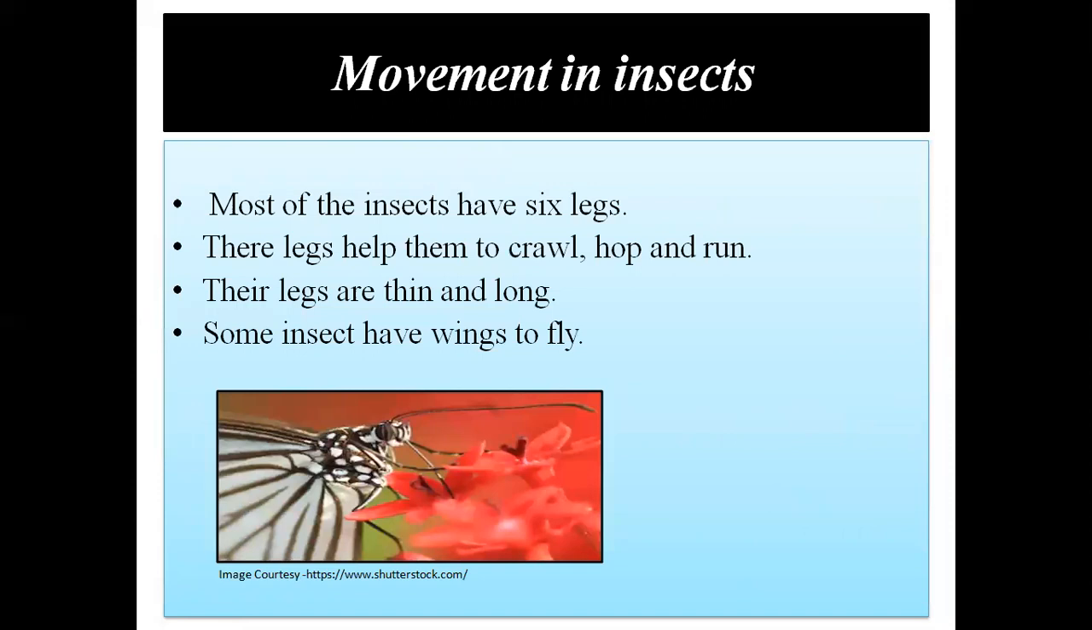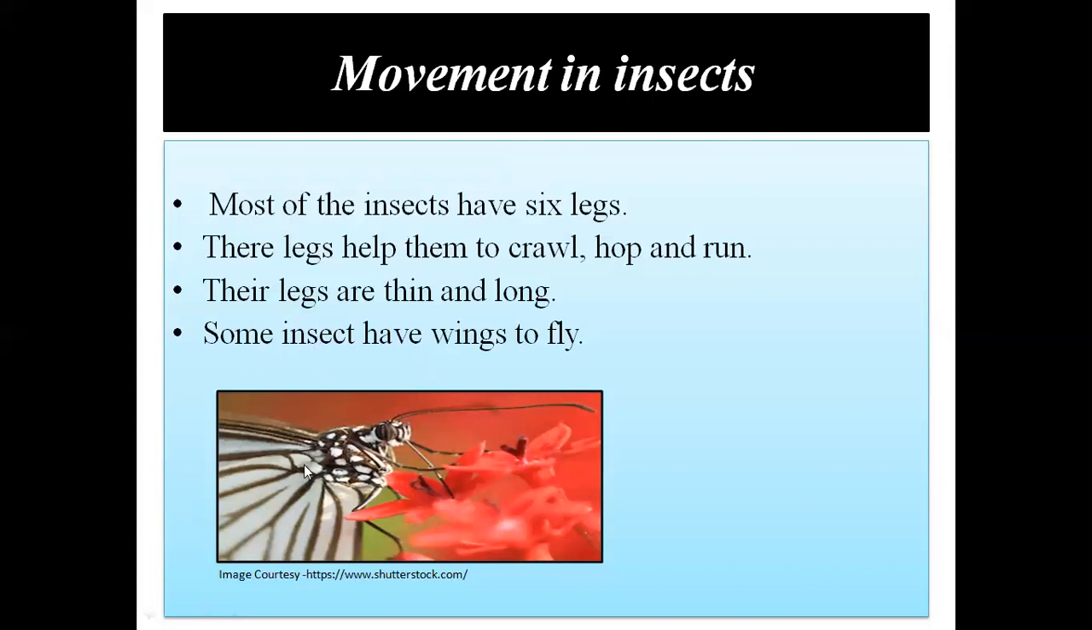Now movement in insects. Most of the insects have 6 legs. Their legs help them to crawl, hop and run. So these 3 adaptations are there. They can crawl, they can hop and they can run. Their legs are very thin and long.